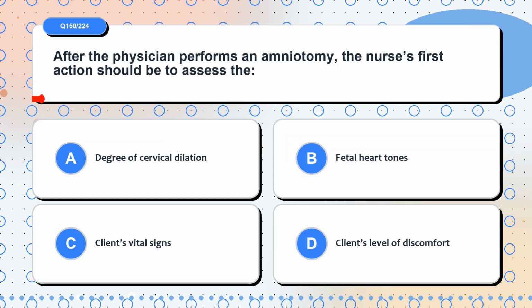Question 150. After the physician performs an amniotomy, the nurse's first action should be to assess the. Here are the options. Option A, degree of cervical dilation. Option B, fetal heart tones. Option C, client's vital signs. Option D, client's level of discomfort.